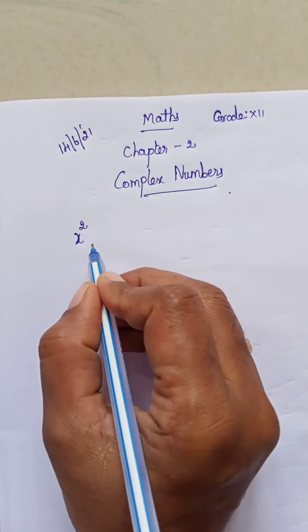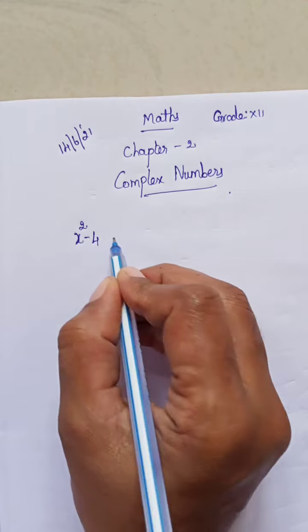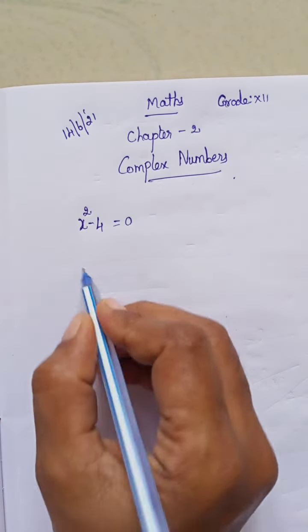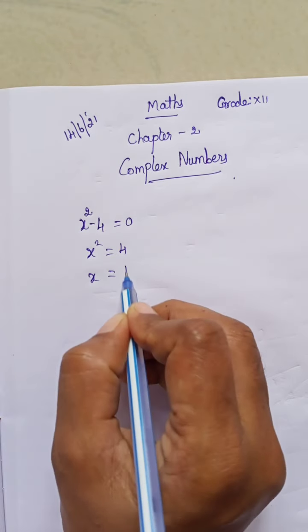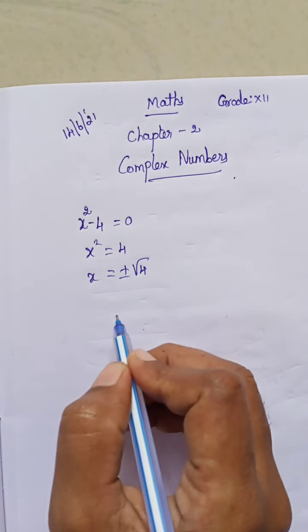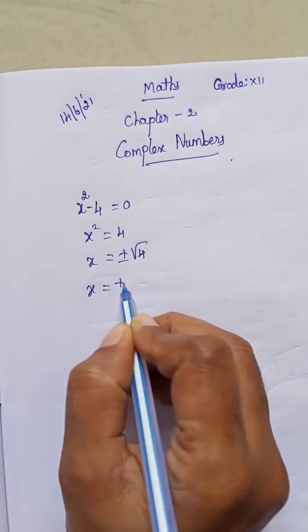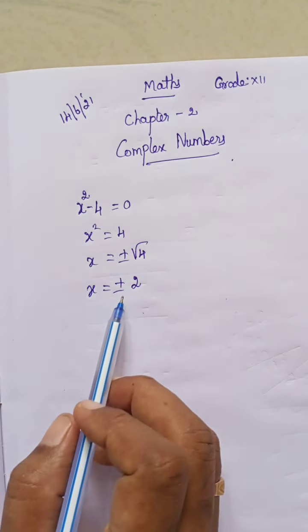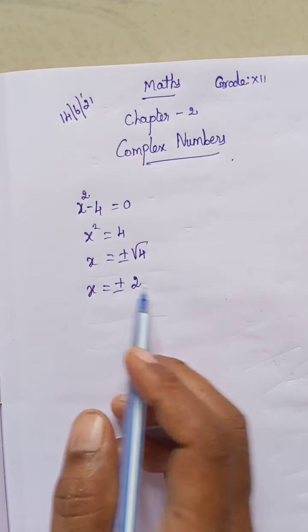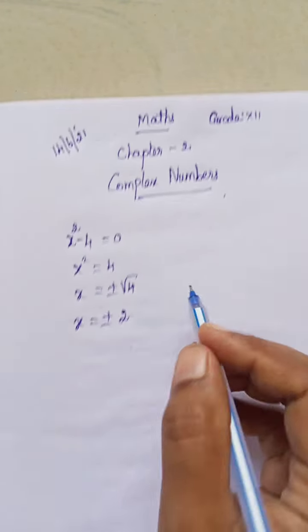See, for example, how will we solve x square minus 4 equal to 0. x square is equal to 4. x will be equal to plus or minus root 4, or x is equal to plus or minus 2. Since square is there, we know that two values will be there. One is plus 2 and another one is minus 2.